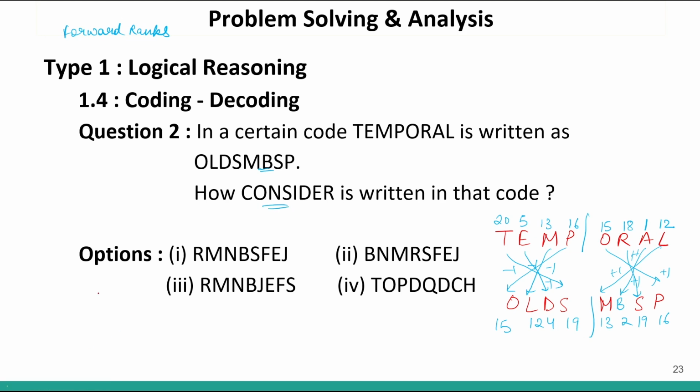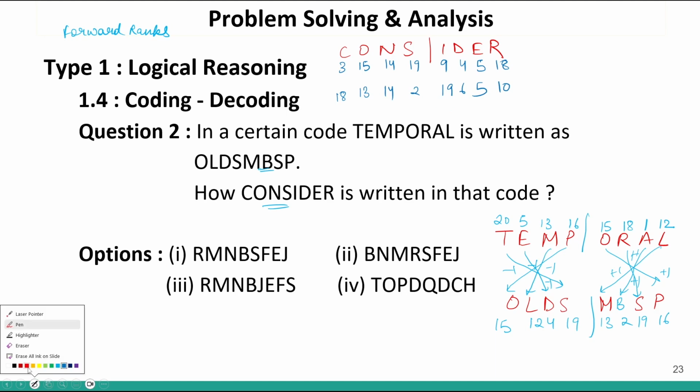So here if I write consider, breaking it from between, now let me write the forward ranks. So forward rank C is 3, O is 15, N will be 14, S will be 19, I is 9, D is 4, E is 5, and R is 18. Here we have to go one position backward. So this will be 18th position, this will be the second position. Similarly, this will be the 13th position and this will be the 14th position. Over here we have to move one position forward. So this will be 19, this will be 10, this will be 6, and this will be 5.